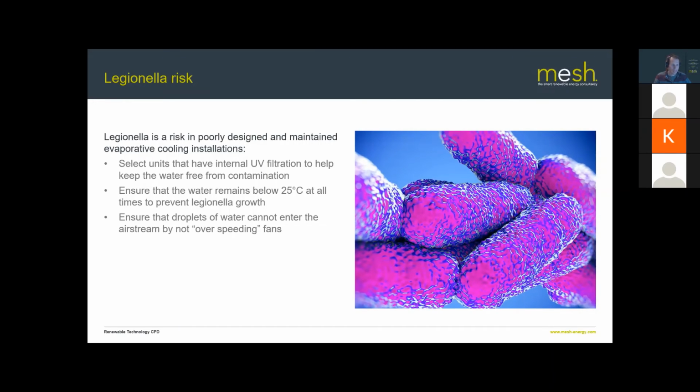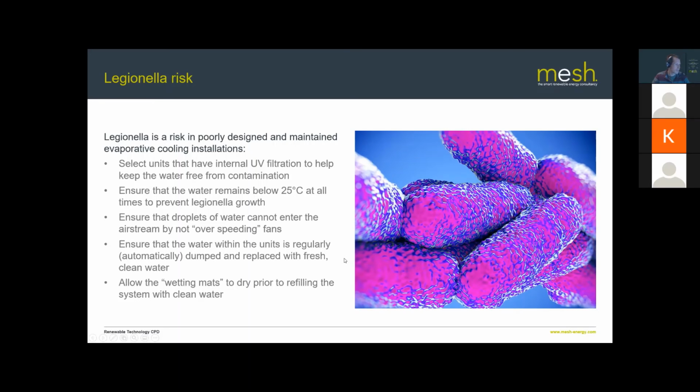But the second thing is to make sure that the speed of the air going over that wetting mat is controlled in such a way that the droplets are unlikely or unable to break away from the wetting mat. And that means keeping the velocity across those mats as low as possible. I think the limit is 1.5 meters per second off the top of my head. And obviously make sure that the water itself is regularly replaced with clean water. Again, that will help prevent any build-up of nasties in the cooler itself.